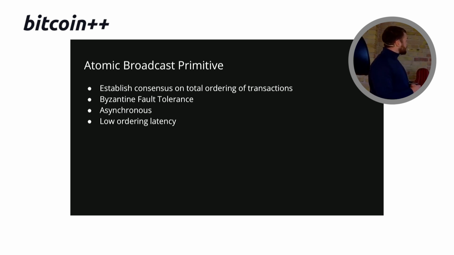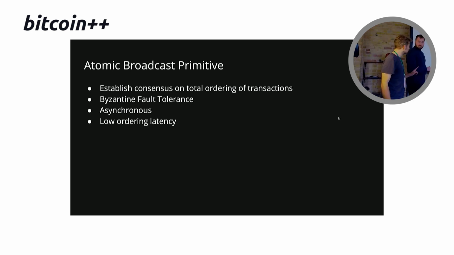In our case, we want to have low ordering latency. The ordering latency is the latency between a transaction being submitted by one of the guardians to the broadcast and it actually being ordered. This is important because from the client's perspective, a transaction is only final after it has been ordered. So low ordering latency is very important for us.